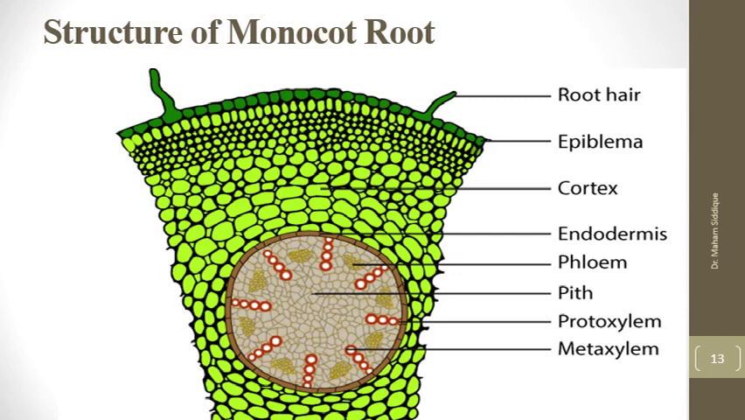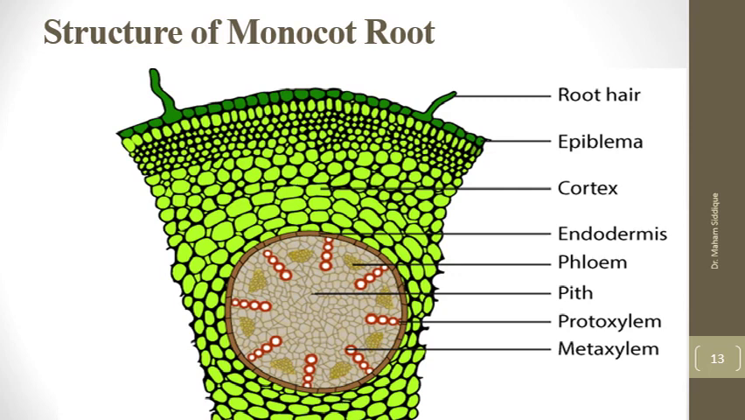Next portion consists of cortex. Cortex encloses the intercellular spaces for the exchange of gases. The cells store food. Cortex of monocot roots has three important functions. First, conduction of water from the root hairs to the inner tissues. Second, storage of food. Third, the outermost layer of the cortex produces protective exodermis in the older roots.